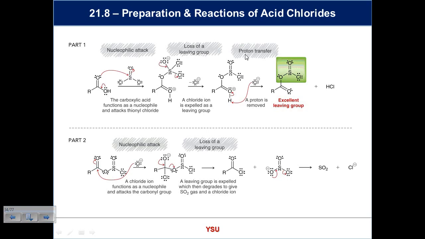It is resonance stabilized if it breaks off. So at the bottom, that's what will happen. This is just expanded out. This is this species right here. Chloride comes in. I've still got Cl minus left over. It comes in, attacks the carbonyl, boots that up to there.